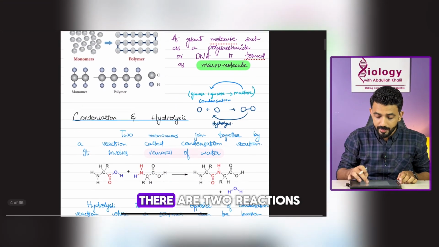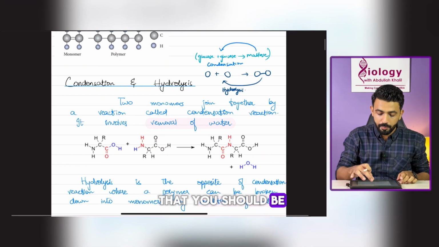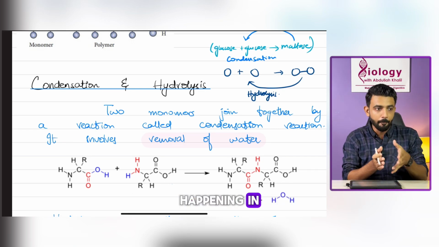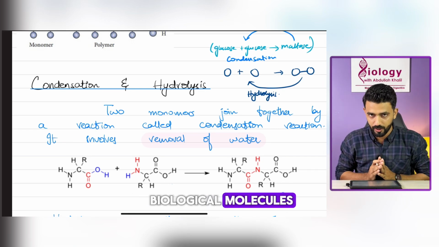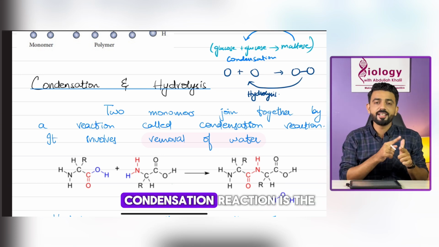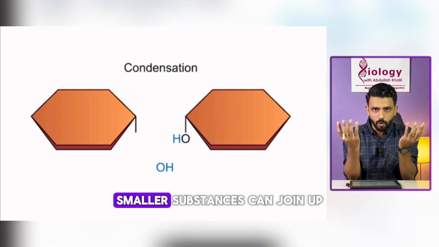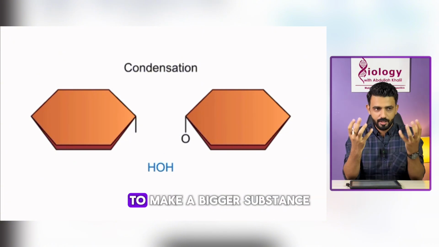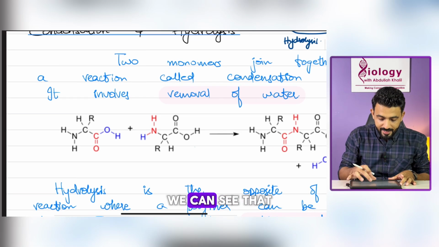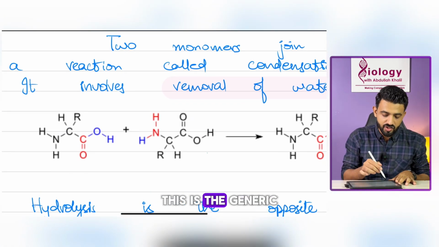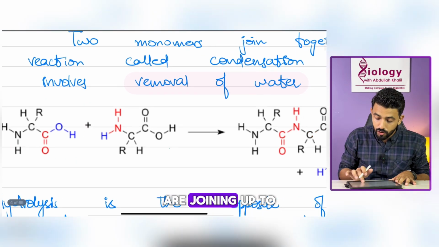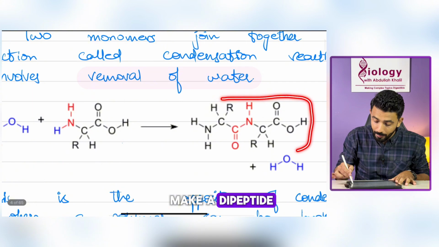Similarly, there are two reactions that you should be able to explain, because these two reactions are very common in making and breaking of biological molecules. The two reactions are condensation reaction and hydrolysis. Condensation reaction is the one in which two smaller substances can join up to make a bigger substance. So in this equation, we can see two amino acids, this is the generic structure of amino acids. Now these two amino acids are joining up to make a dipeptide.